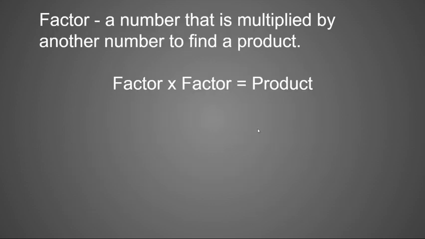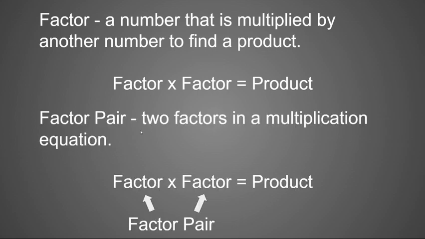So we're going to be looking at two different things. Finding a factor, remembering a factor is a number that is multiplied by another number to find a product. So just simply the numbers that we multiply together. So a factor times a factor. And also looking for factor pairs. Factor pairs are two factors in a multiplication equation. So the two factors that are multiplied together make a factor pair.